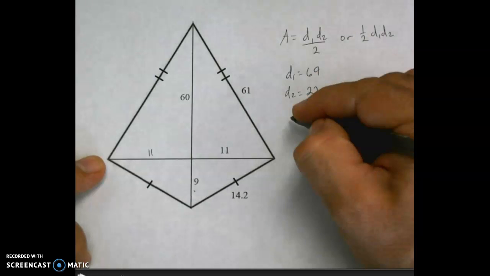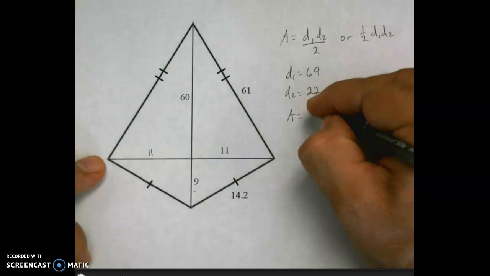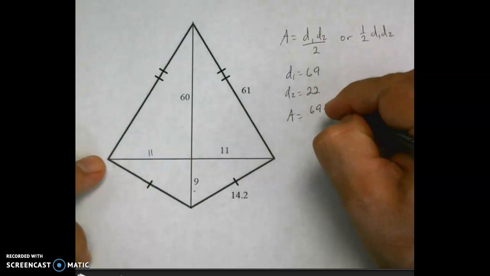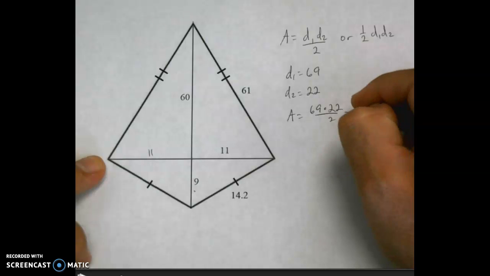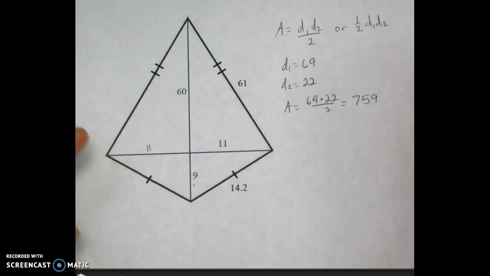Okay? So my calculation would be 69 times 22 divided by 2, which is 759. Okay?